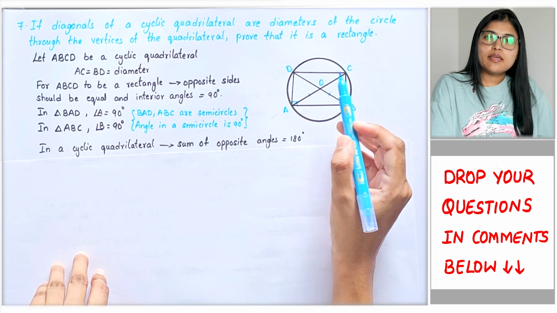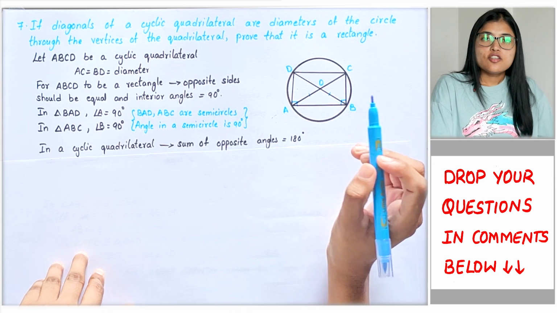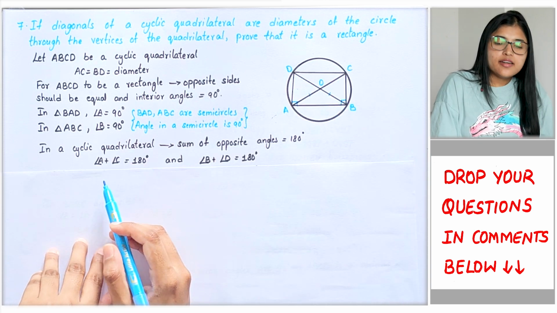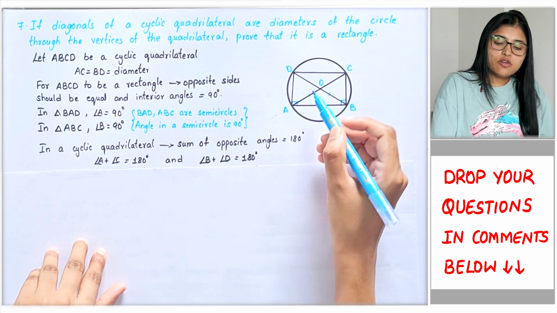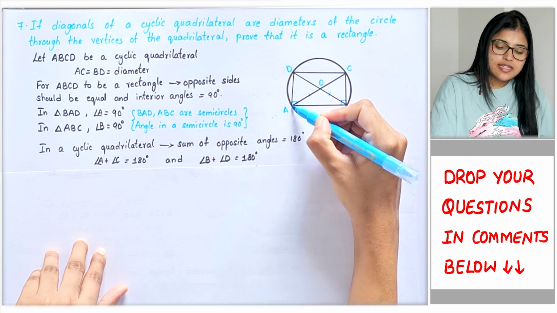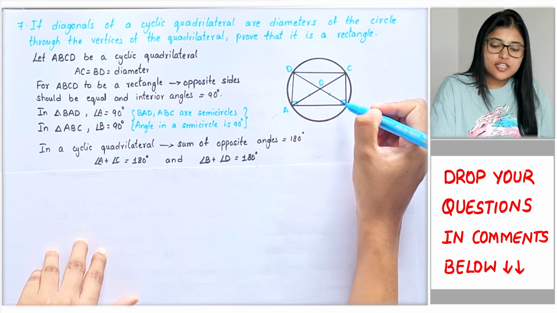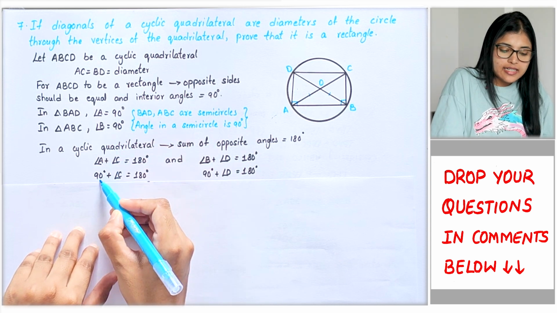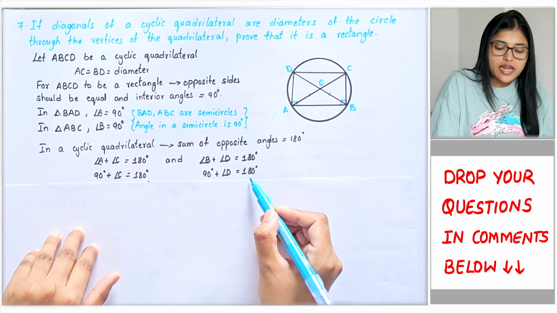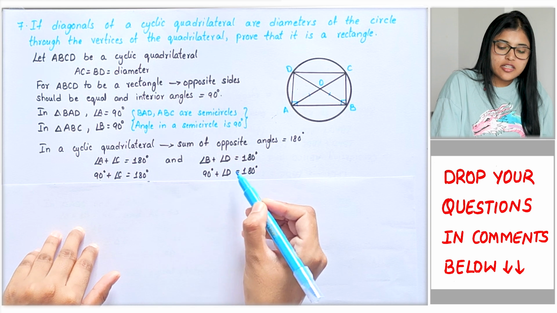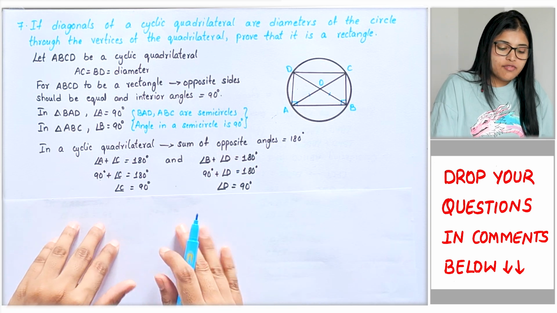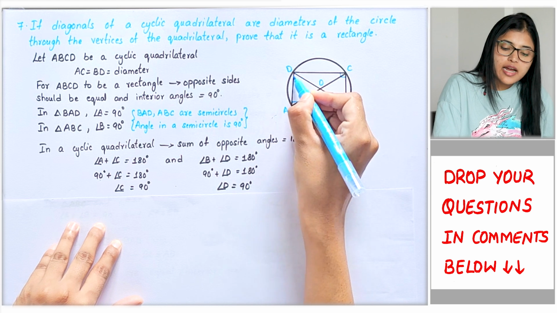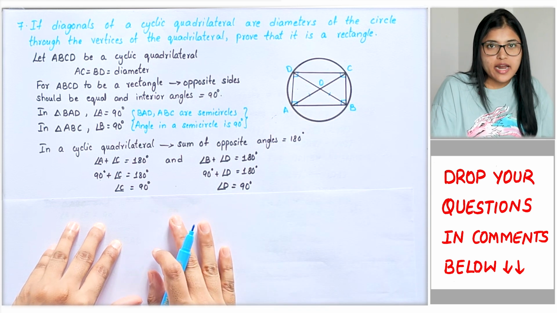Now we know that ABCD is a cyclic quadrilateral. So I can write opposite angles sum to 180 degrees. So angle A plus angle C equals 180 degrees, and angle B plus angle D should also be equal to 180 degrees. But I know that angle A is 90 degrees and angle B is also 90 degrees. Substituting that in these two expressions, I get the value of angle C and angle D also 90 degrees. So we have shown that all these four angles are right angles.